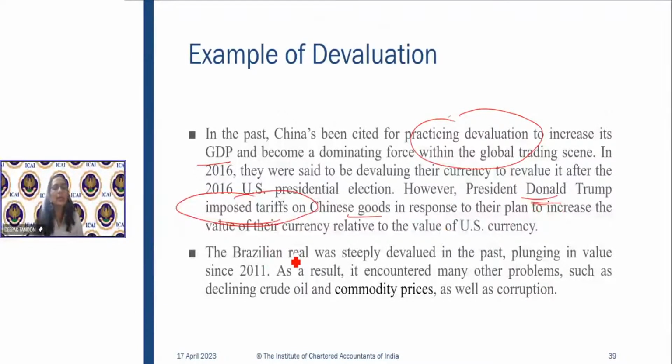And the Brazilian real, currency of Brazil is real. They had devaluated their currency in the past. And as a result, they faced many problems because the crude oil prices decreased and they suffered a lot, commodity prices. It led to corruption in the country. So devaluation is not a good practice. It should not be practiced as such because आप distort कर रहे हो market को. It is not through demand and supply, but you are manipulating exchange rate. Okay, so this is manipulation of exchange rate.